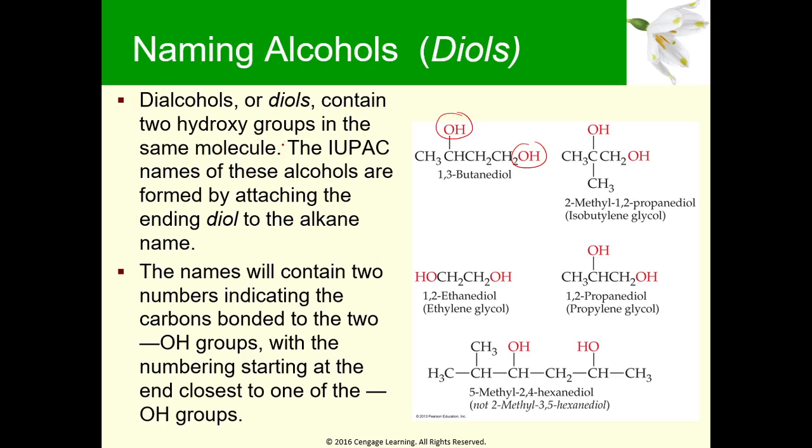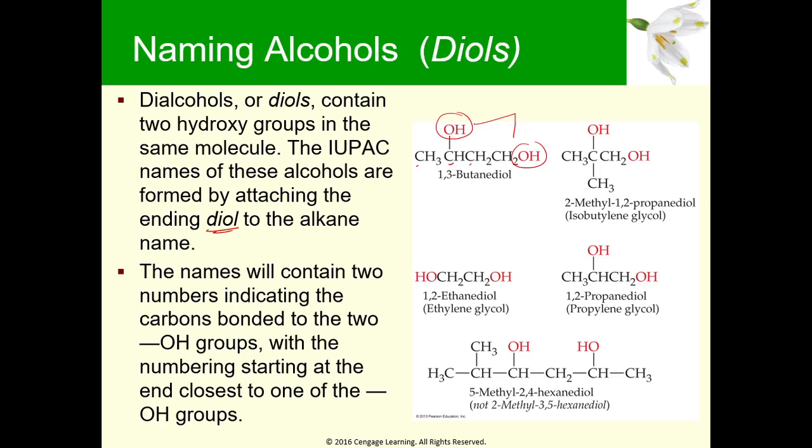Mayroon kang dalawang OH groups at the same compound. So the IUPAC name of these alcohols are formed by attaching the ending diol to the alkane name. So you just determine the parent alkane name, and then you attach the diol. But in the process, you need to locate the OH groups. So this one is 1, 2, 3, 4. So you have four carbons here. So that makes it a butane. Then since you have OH groups na dalawa, so that's a diol.